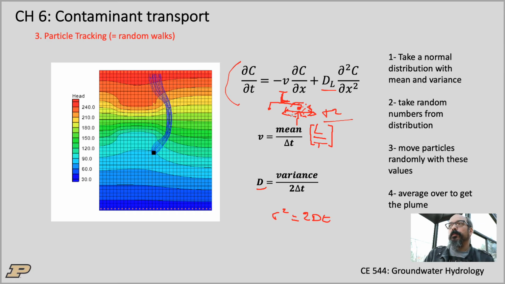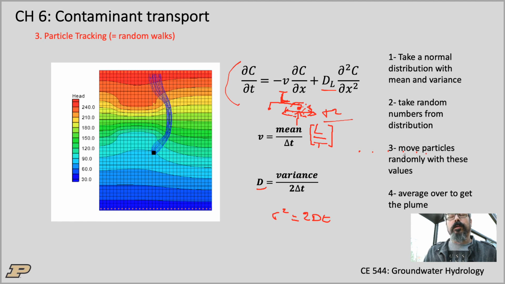So again, the process here on the right-hand side is you take a normal distribution of known mean and variance, because V and D are basically the mean and the variance. You take random numbers from that, and then you move particles randomly with these values. If you have a particle and the velocity is 1/10 meters per second, so 10 centimeters per second, you move that particle 10 centimeters every second, regularly.